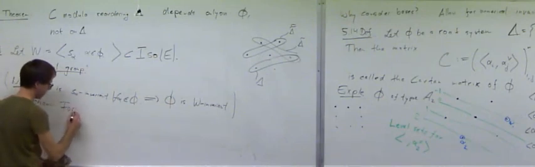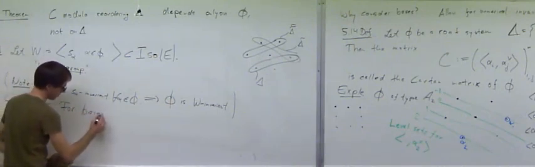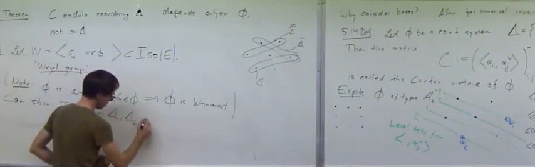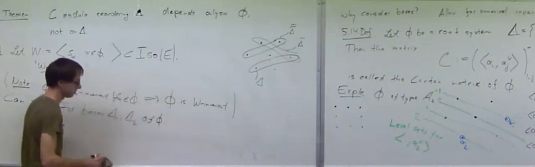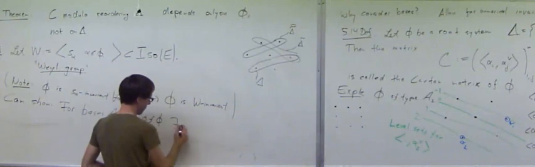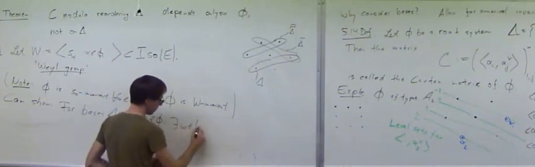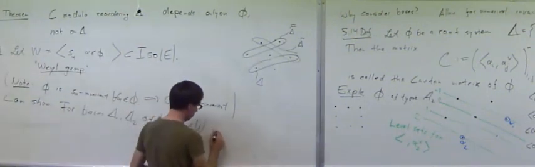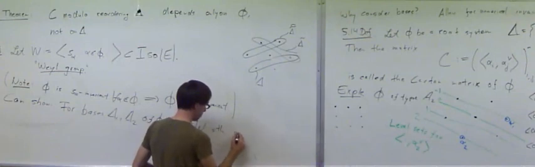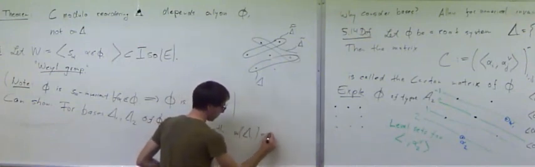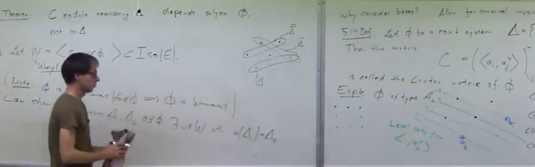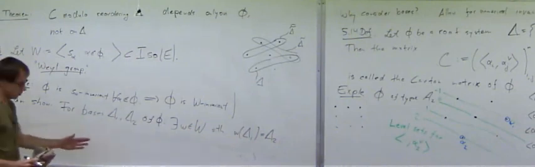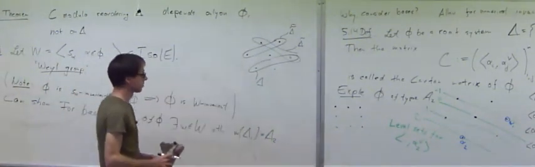Whenever I have bases, say delta 1, delta 2 of my root system, then I can find an isometry W contained in this Weyl group such that W of delta 1 equals delta 2. So this isometry sends delta 1 to delta 2.